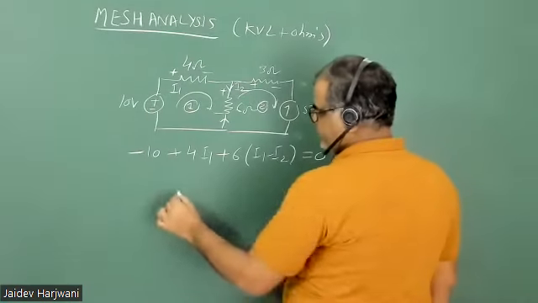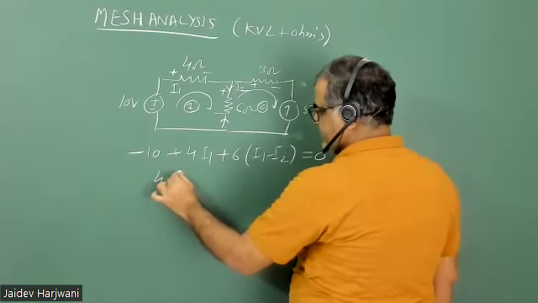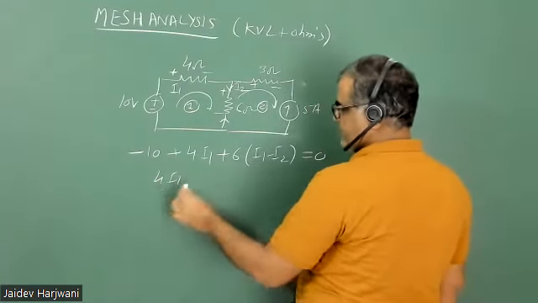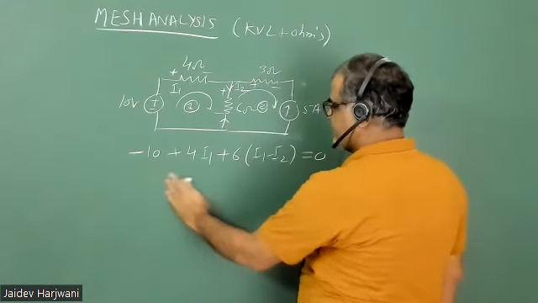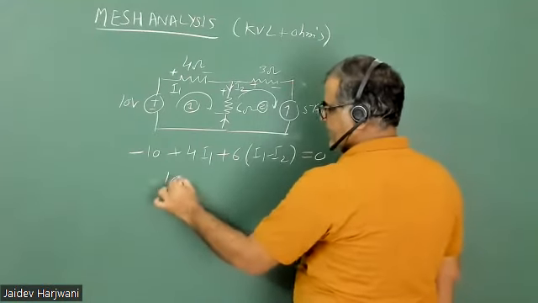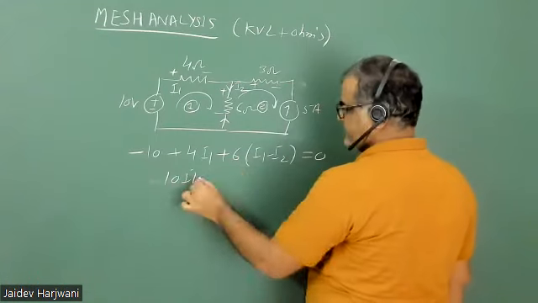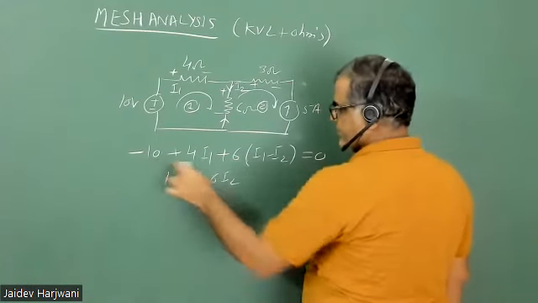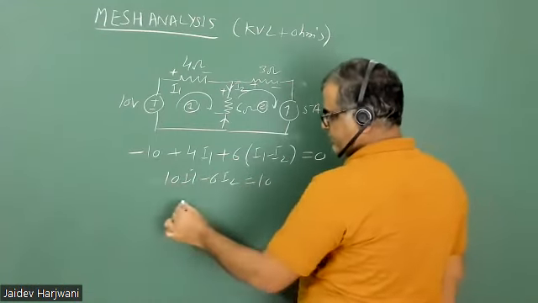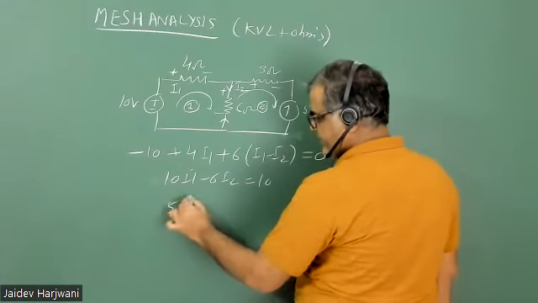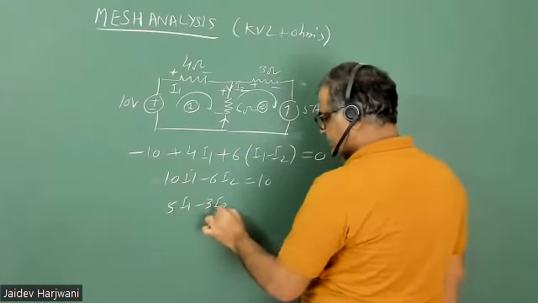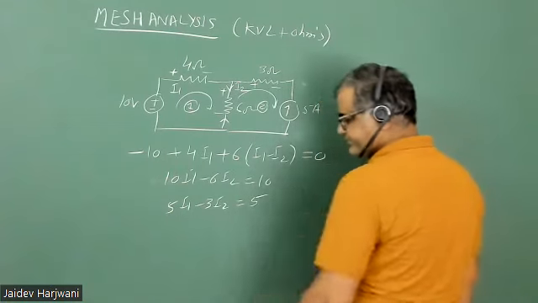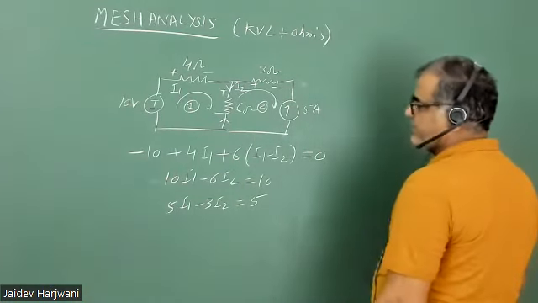So the equation becomes 4 I1, and this 6 I1 becomes a total of 10 I1. Then you have minus 6 I2, and this you have 10. So this becomes 5 I1 minus 3 I2 equals 5. This is equation number 1.